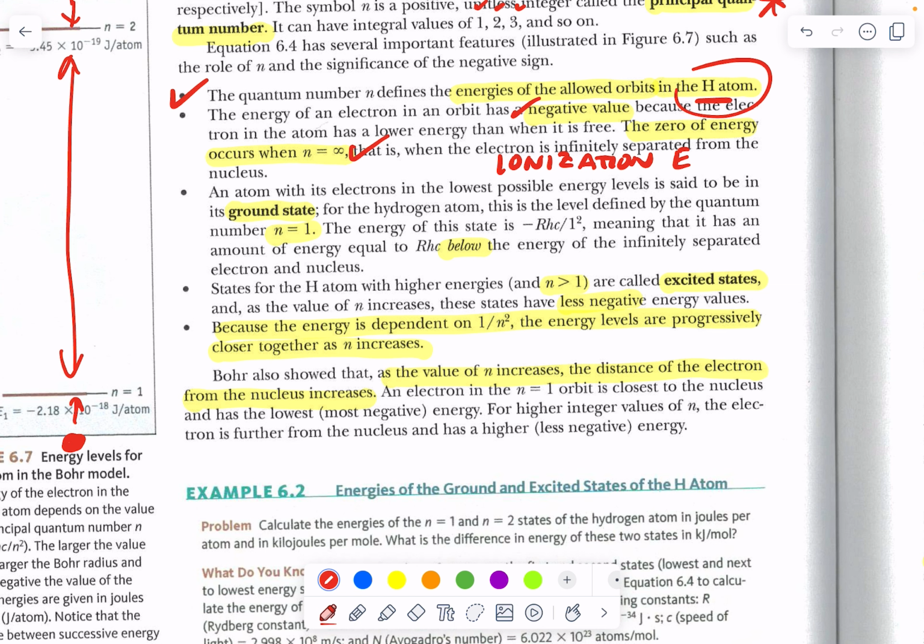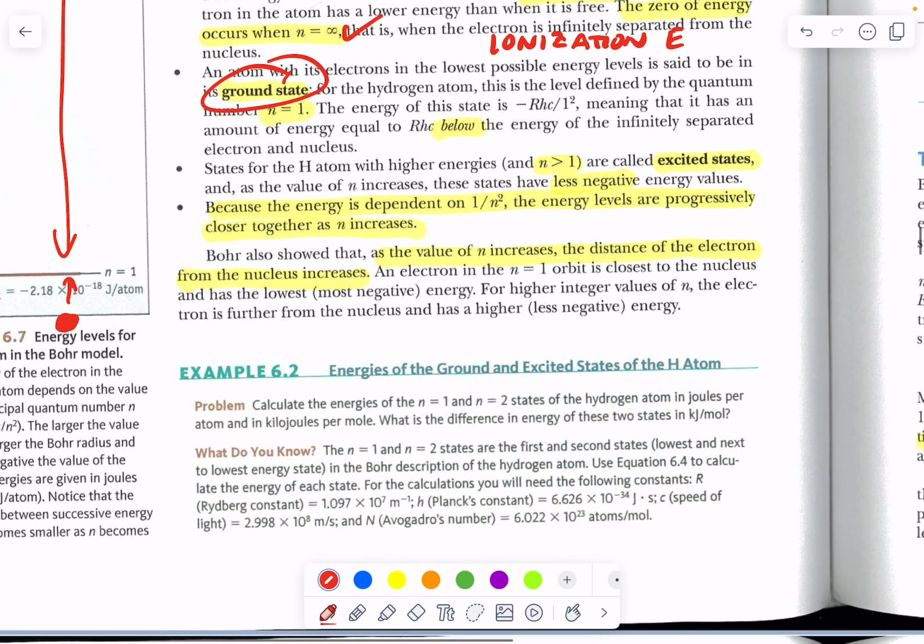The ground state is where the electrons start off. This is the stable state before they have been energized. Then come the states for the hydrogen atom with higher energies, in other words, energy levels beyond one. Since hydrogen only has one electron, that one electron is in its ground state of n equals one. So any energy level beyond one would be an excited state. And when we get to, let's say, lithium, where you have three electrons, two would be in the first energy level, the third would be in the second energy level. So the excited state for the third electron of lithium would be any n greater than two.